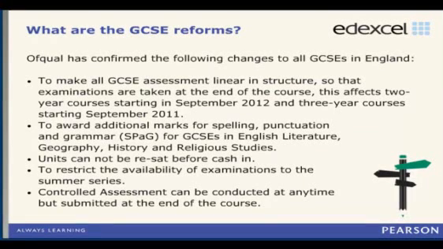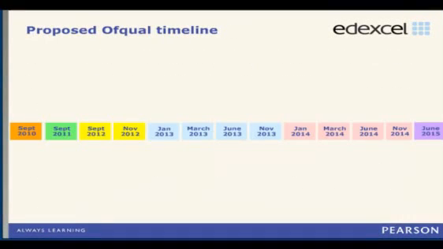Well, Ofqual has confirmed changes to all GCSEs in England. The first being to make all GCSE assessment linear in structure. The second point here, to award additional marks for spelling, punctuation and grammar in English, literature, geography, history and religious studies. And note that units can't be resat before cash-in, and there'll be a restriction on the availability of examinations to the summer series. And of course, the point to make here is that those changes don't directly affect GCSE Art and Design, and I will be dealing with GCSE Art and Design a little later.